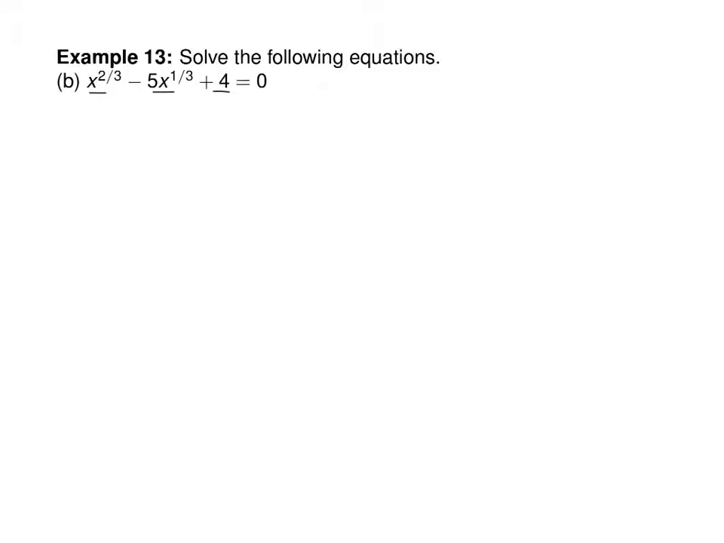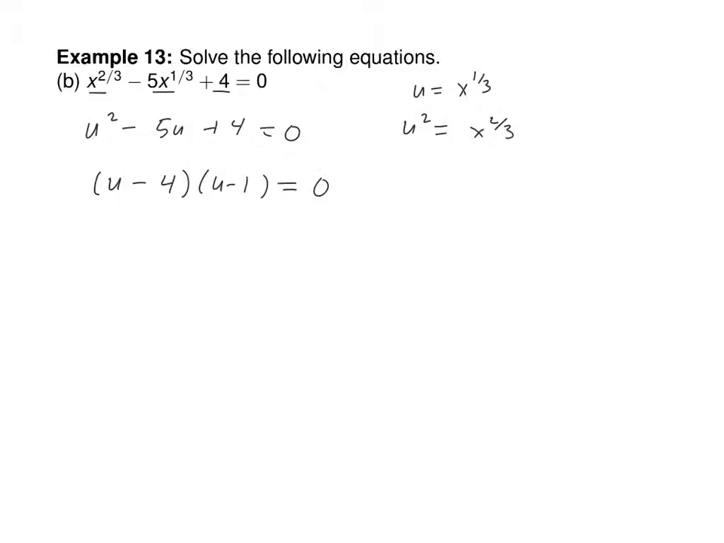All right, how is this one? What would your substitution be? x to the third, because then u squared is x to the 2/3, right? So that's u squared minus 5u plus 4 equal to 0. So that's what, u minus 4, u minus 1? Or x to the 1/3 minus 4, x to the 1/3 minus 1.